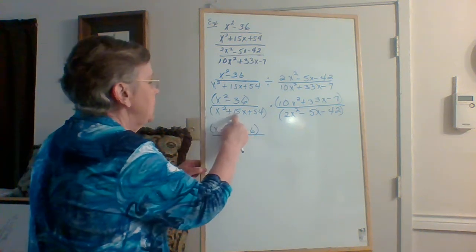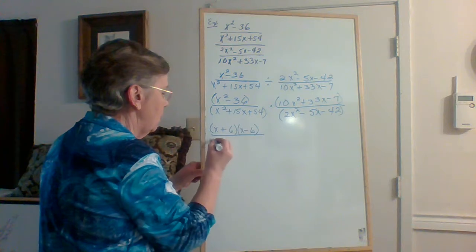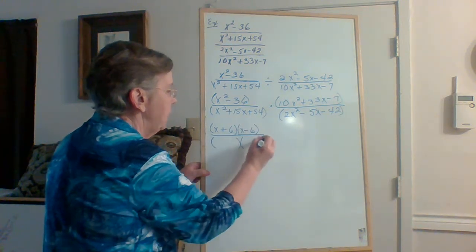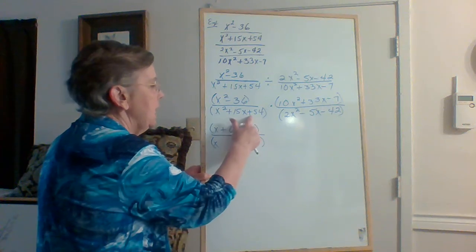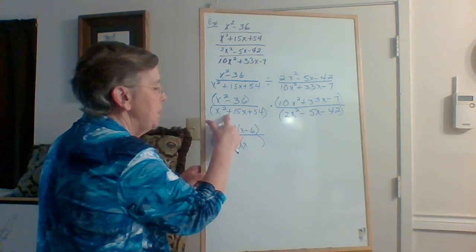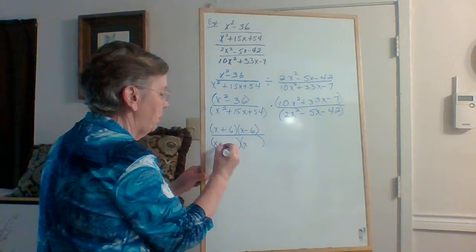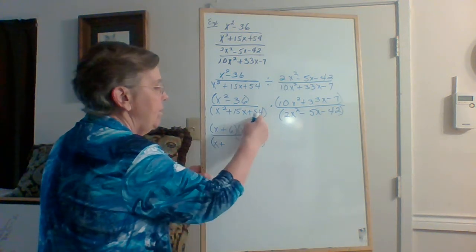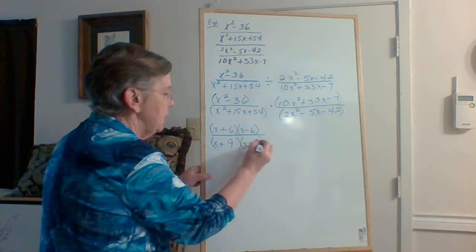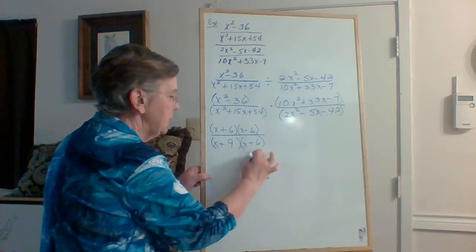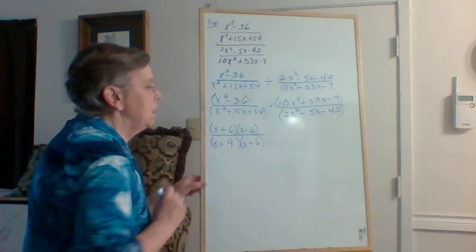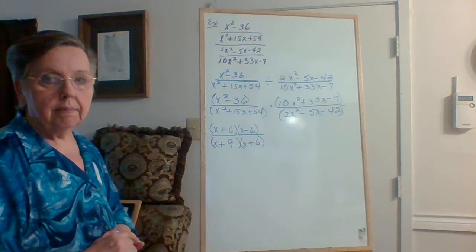x squared plus 15x plus 54. Well, nothing in common, so let's do this. x and x. The signs are going to be the same. They're both going to be plus. 54 is 9 and 6. So that's plus 9x plus 6x gives me plus 15x. I'm okay there.